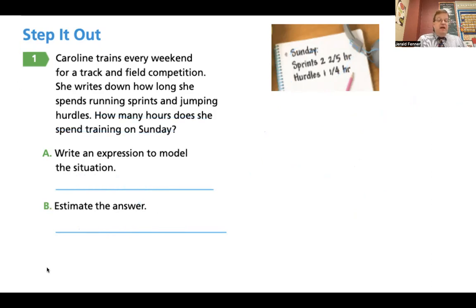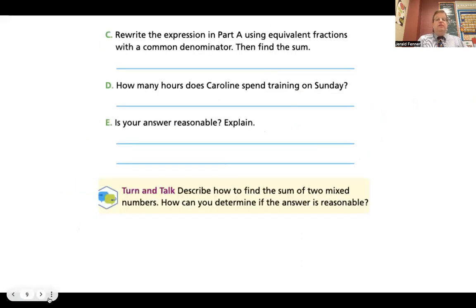Now, if we look at the rest of the problems that are on the remainder of this page, you'll see that they state all the things that we already did. Rewrite the expression in part A using equivalent fractions with a common denominator to find the sum. And then how many hours did Carolyn spend training on Sunday? Is your answer reasonable? Explain. I'm sorry. That's just too much. So just cross it out. You already did that. You already found out if the answer was reasonable. Okay, so we're moving on.